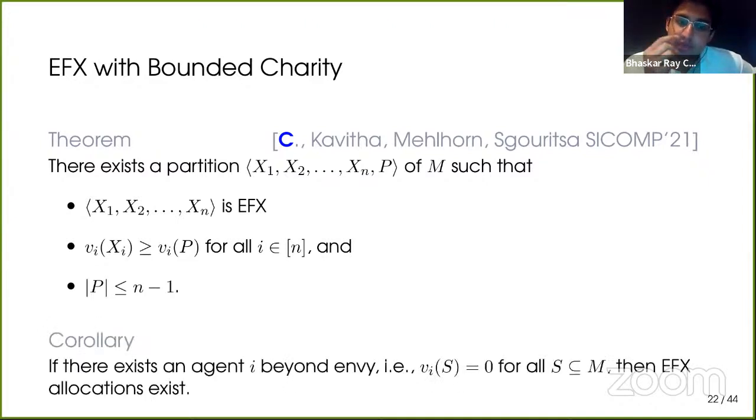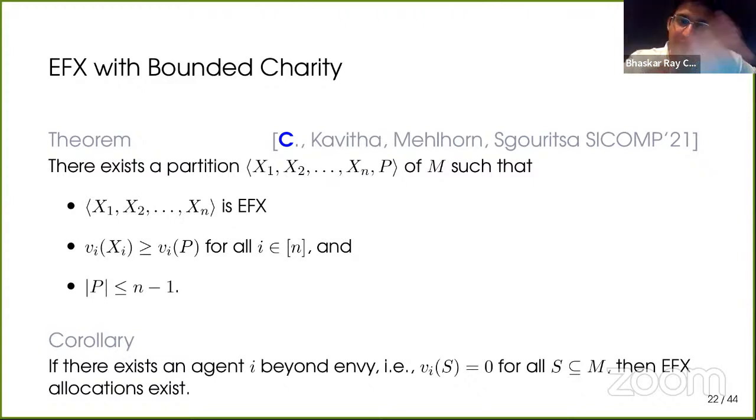An alternative corollary of this result is that if you have one agent who is beyond envy, meaning who doesn't care about envy at all, who doesn't distinguish between the bundles at all, so his valuation for all bundles is the same. Then again, EFX allocations exist.